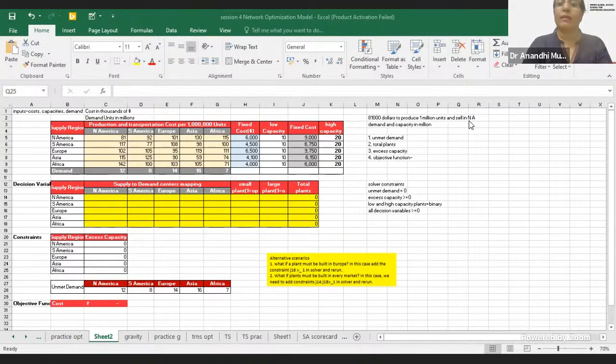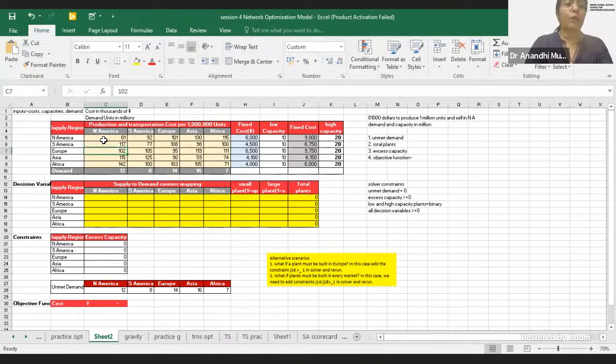Demand is given in millions of units. That is 12 million units of demand in North America, 8 million in South America, 14 million in Europe, 16 million in Asia, and 7 million in Africa. And this is the cost involved. $81,000 to produce 1 million units and sell in North America. Sorry, $92,000 to produce in North America and sell in South America.